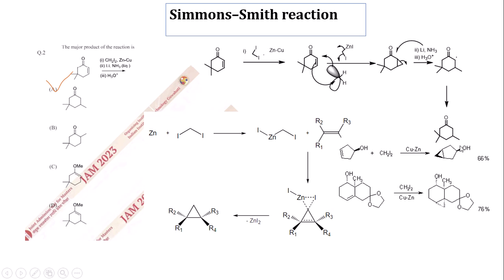So the hydroxyl group can direct the cyclopropanation reaction in the Simmons-Smith reaction, and this is the mechanism where the zinc can coordinate with the alkene to produce the cyclopropane derivative via a concerted mechanism.